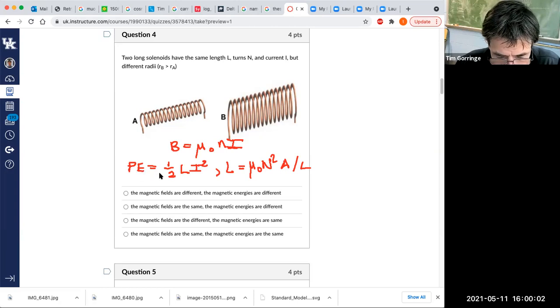if we look at this equation for the potential energy, since the current is the same in the two solenoids, it's just going to be proportional to the inductance. And if we look at the equation for the inductance, we see it's proportional to the number of turns, that's the same. We see it's proportional to the length, that's the same. But we see it's also proportional to the cross-sectional area, and that's different. B's area is bigger, A's area is smaller. And so the fields are the same, but the energies are different.